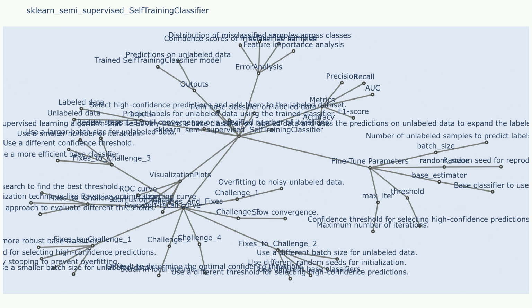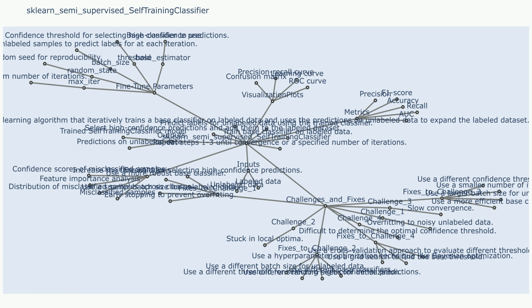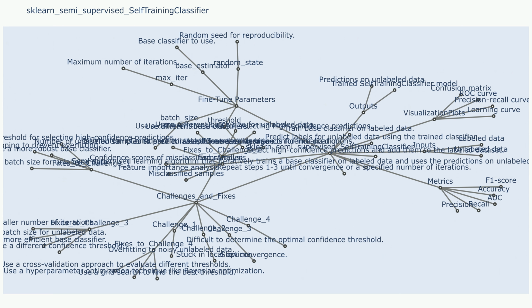Fine-tune parameters. Max_iter. This parameter controls the maximum number of self-training iterations. It can be adjusted to balance the trade-off between computational cost and the potential for further improvement in the model's performance. Threshold. This parameter specifies the minimum confidence score required for a predicted label to be considered for inclusion in the labeled dataset during self-training. This threshold plays a crucial role in controlling the quality of the pseudo-labeled data used to improve the model. K-best. This parameter determines the number of unlabeled instances with the highest confidence scores to be added to the labeled set during each iteration. A higher value may lead to faster convergence but may also introduce noise if the model is making inaccurate predictions.